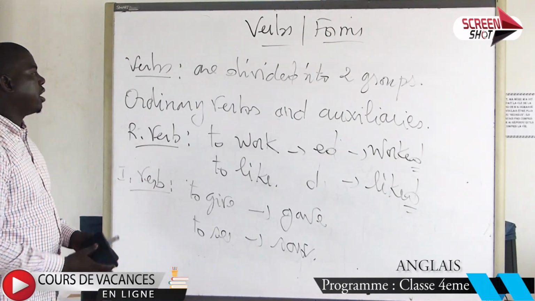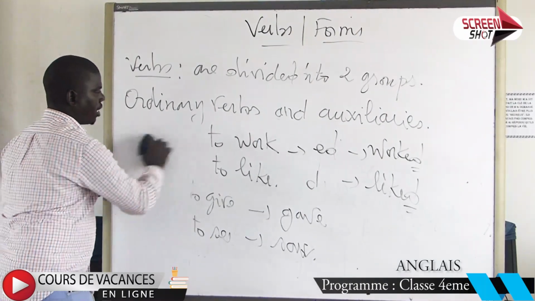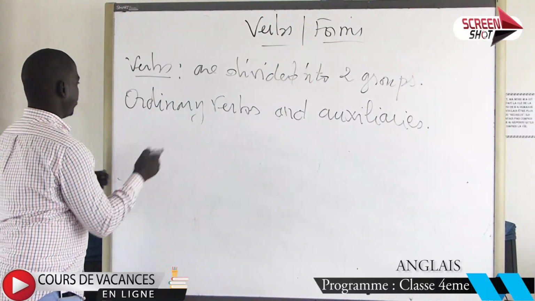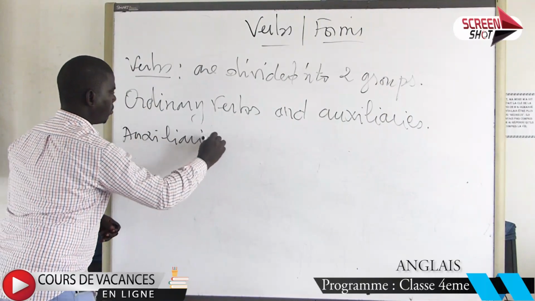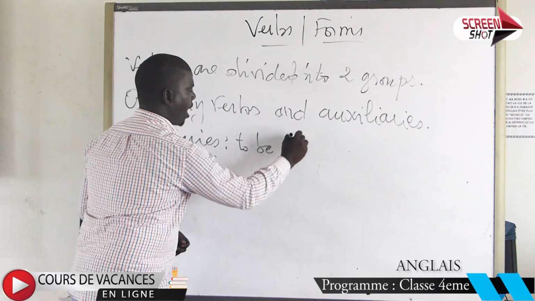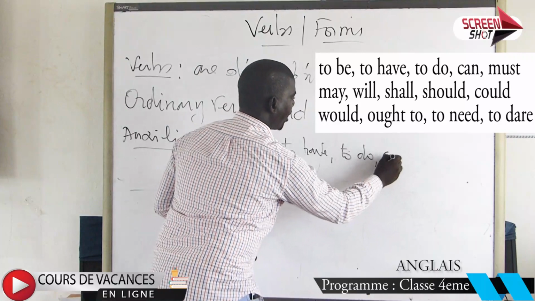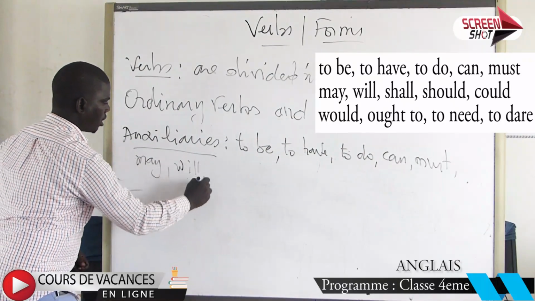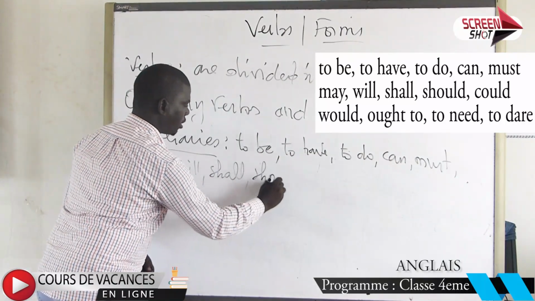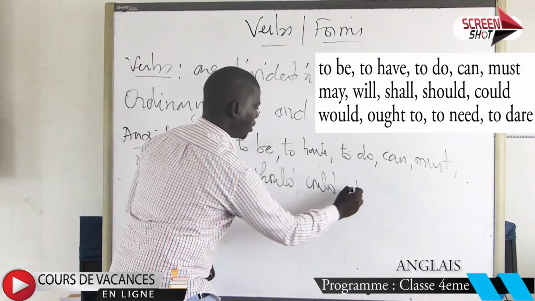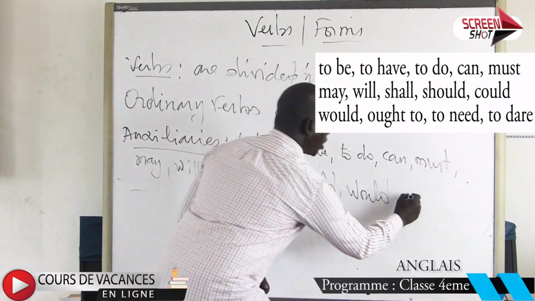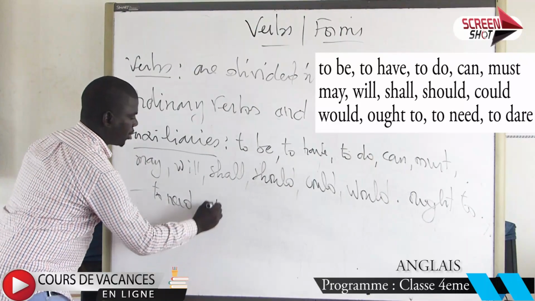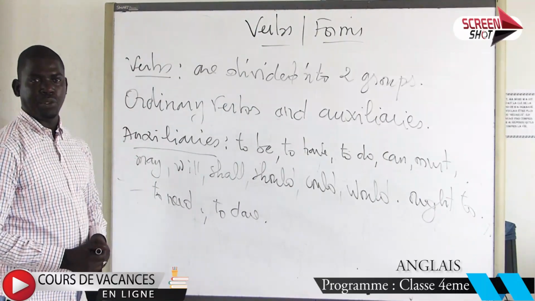And now, after the ordinary verbs, we have the auxiliaries. Auxiliaries are to be, to have, to do, can, must, may, okay, will, shall, okay, should, could, would. Okay, we have also ought to. Sometimes also we can have to need and to dare. Sometimes these two verbs can be used as auxiliaries.